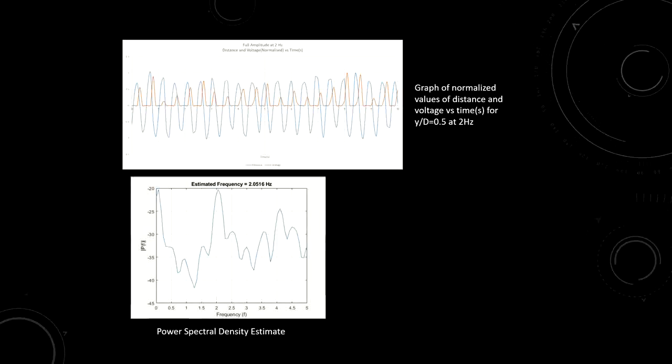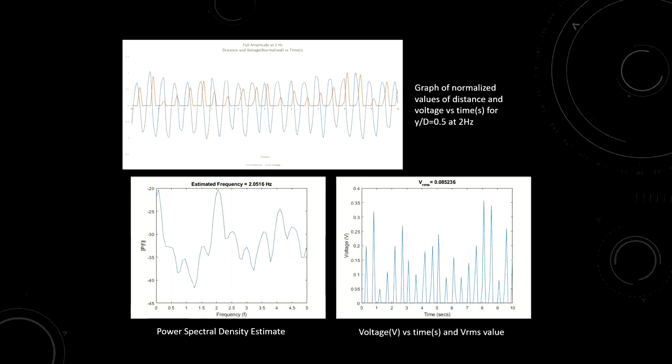The second graph, plotted in MATLAB, shows the power spectral density graph, which estimates the dominant frequency present in the voltage signal. This ensures the validity of the experiment, that the cylinder was oscillated at the desired frequency. The third graph shows a voltage versus time graph plotted in MATLAB, as well as a calculated value of VRMS.